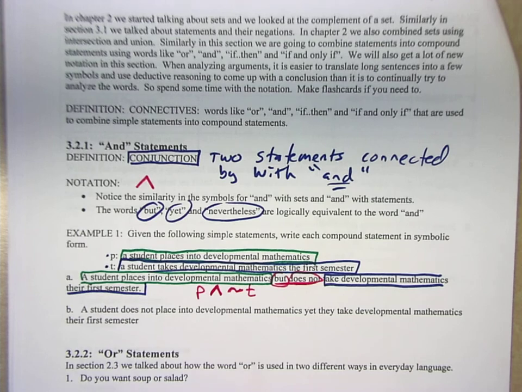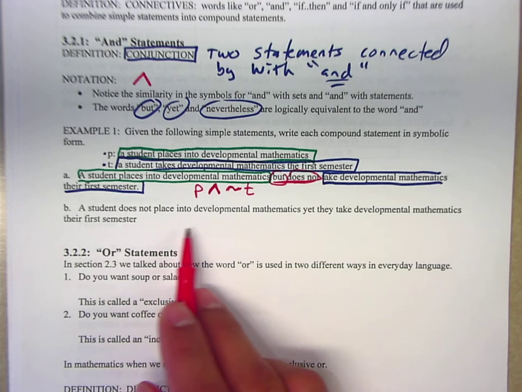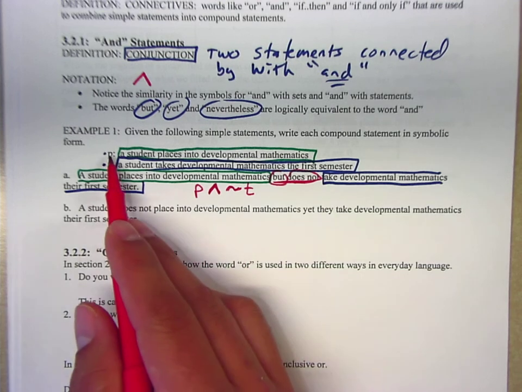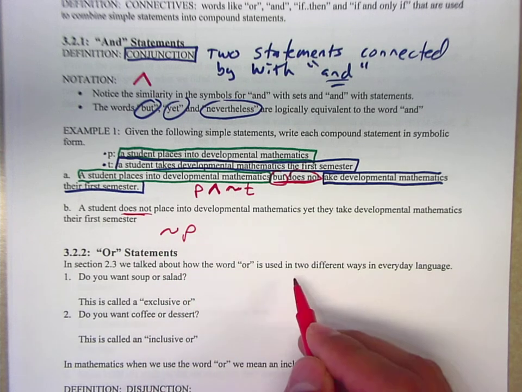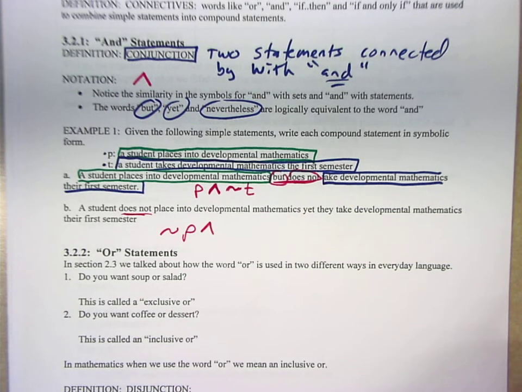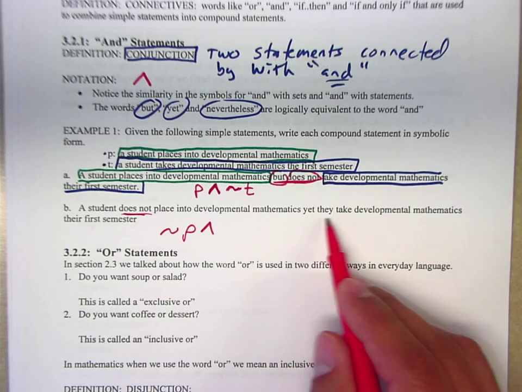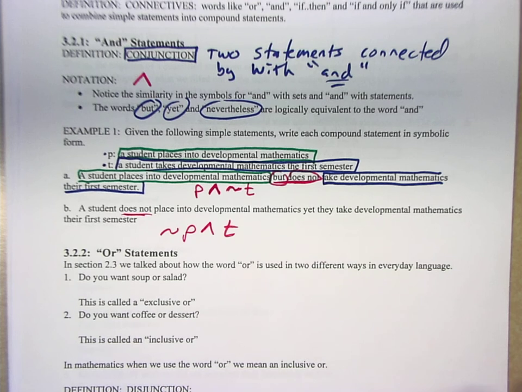For part B, a student does not place into developmental math. So that's basically P, but it's negated, so we're going to do the negation of P. Yet and, same thing, so we use the symbol. And then it's they take developmental, so there's no negation there. It's just exactly the way T is worded, minus some adjustments for grammar. So that's it. Those are and statements. Now we go on to or statements.